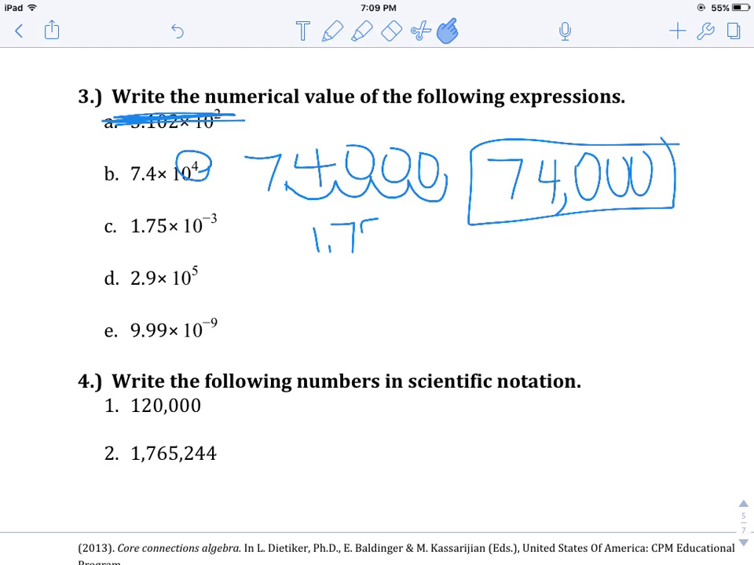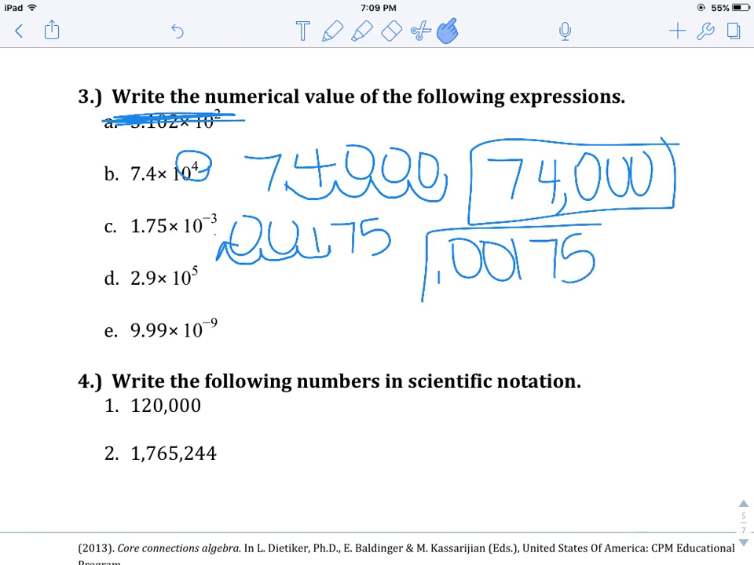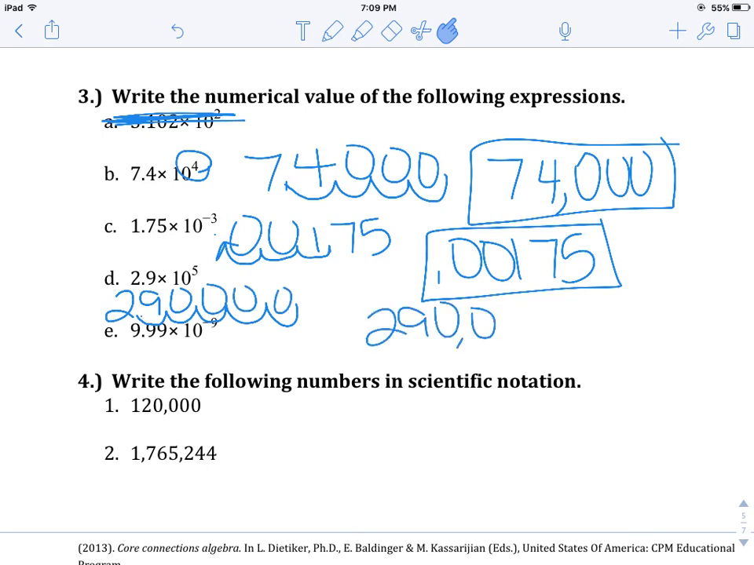Now for letter C, we're going to go negative 3. So we're going to go 1, 2, 3 to the left. So we have 0.00175. For D, 2.9 times 10 to the 5th, so 1, 2, 3, 4, 5. Again, we're not just adding 5 zeros, we're going 5 places. So we have our number.